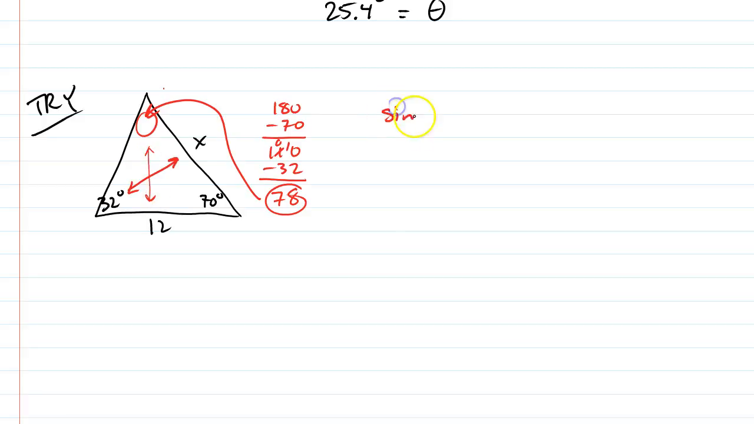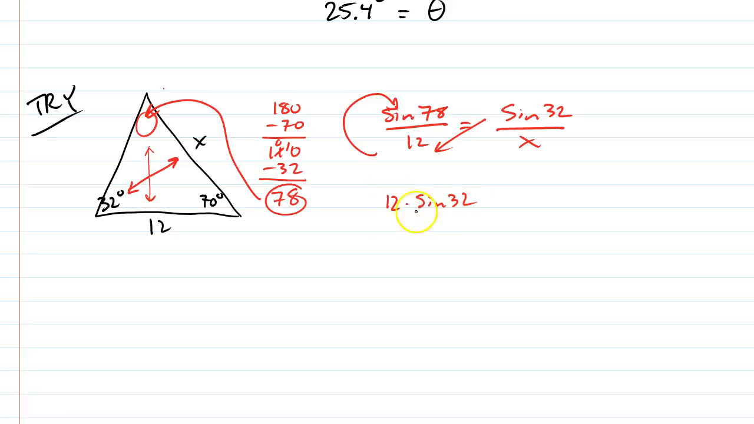So this is going to be sine of 78 all over 12, and this is sine of 32 all over x, and I'm going to cross multiply, divide by the lonely guy. So what I'm really working out is 12 times the sine of 32 all over the sine of 78. Okay, I'm coming up with an answer of 6.501.